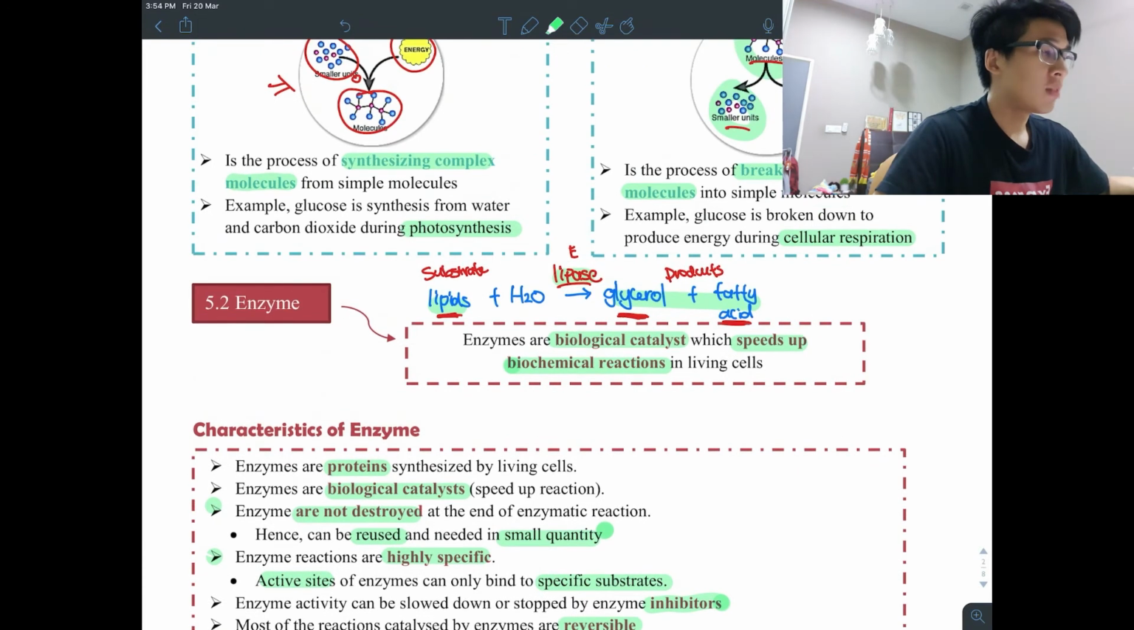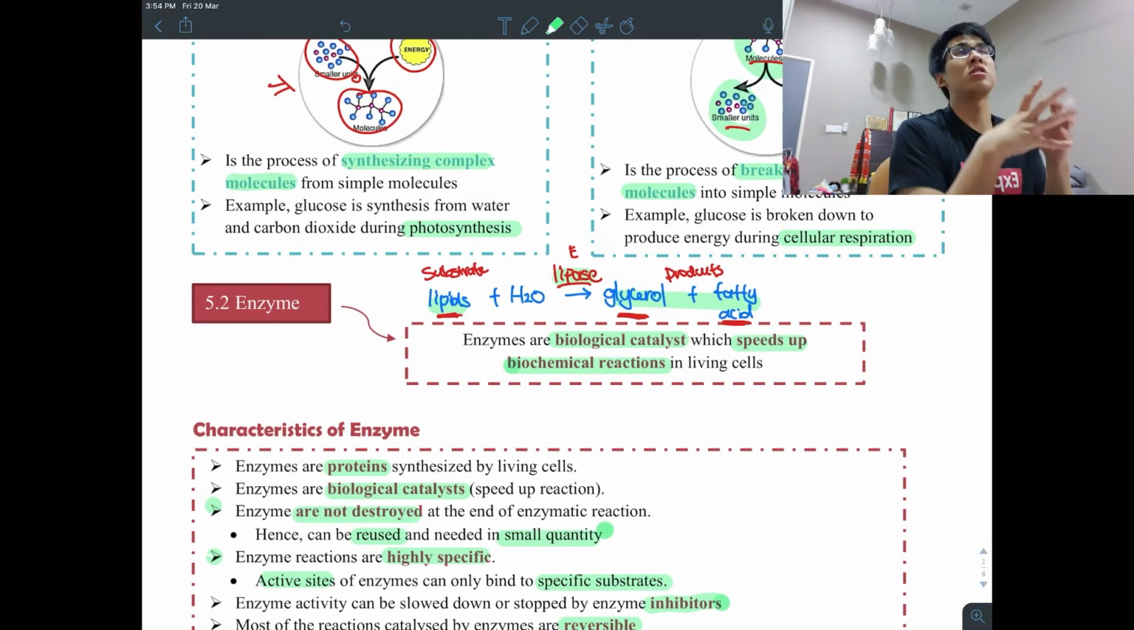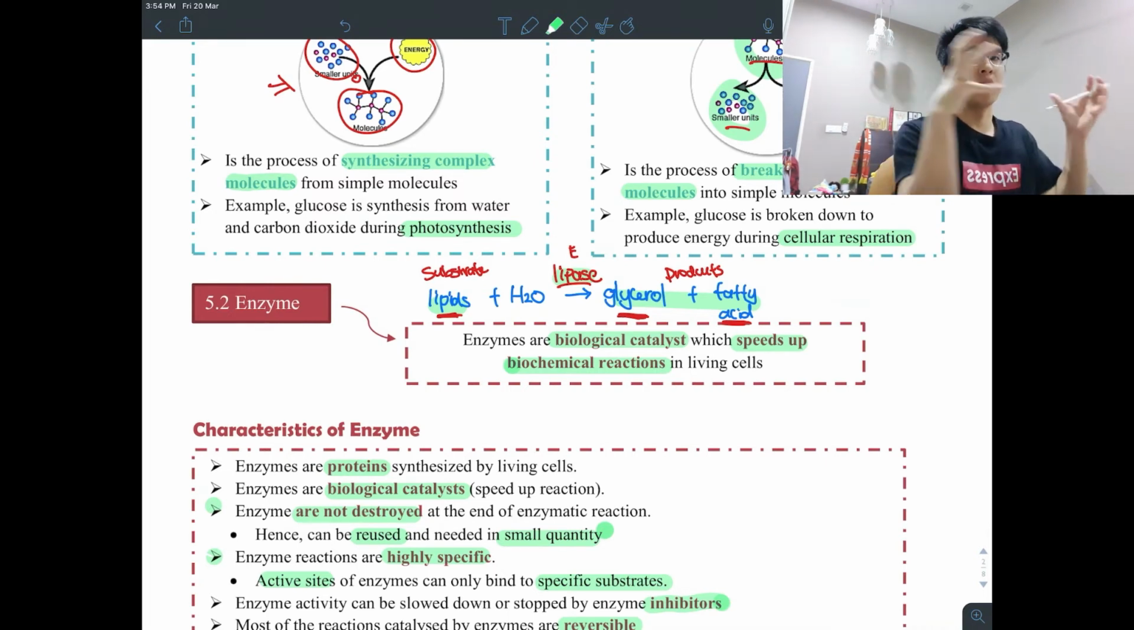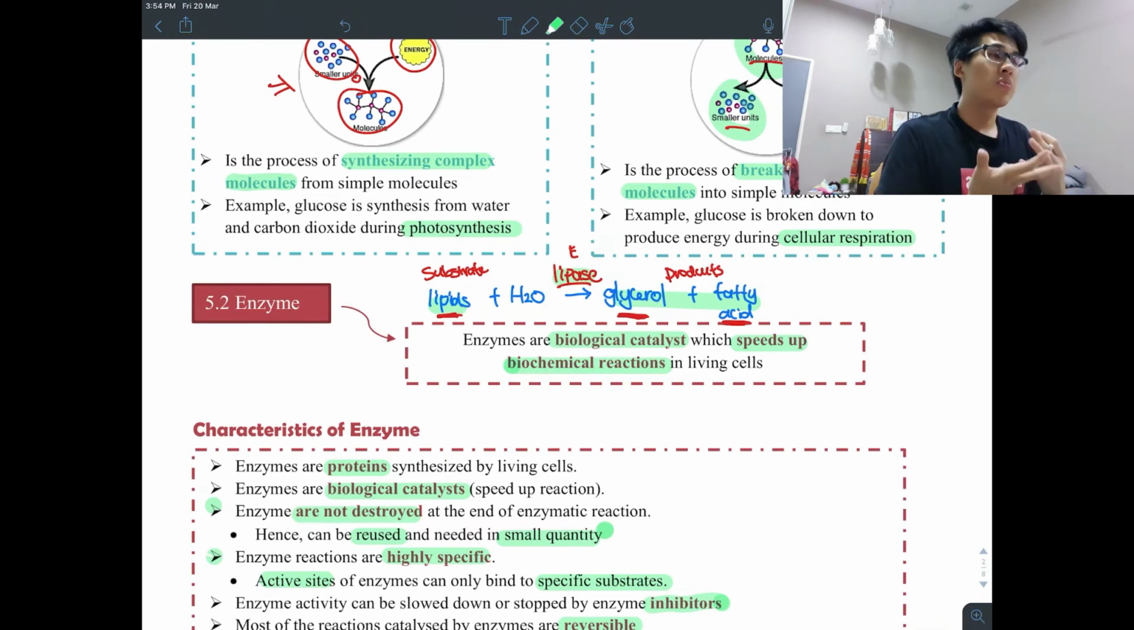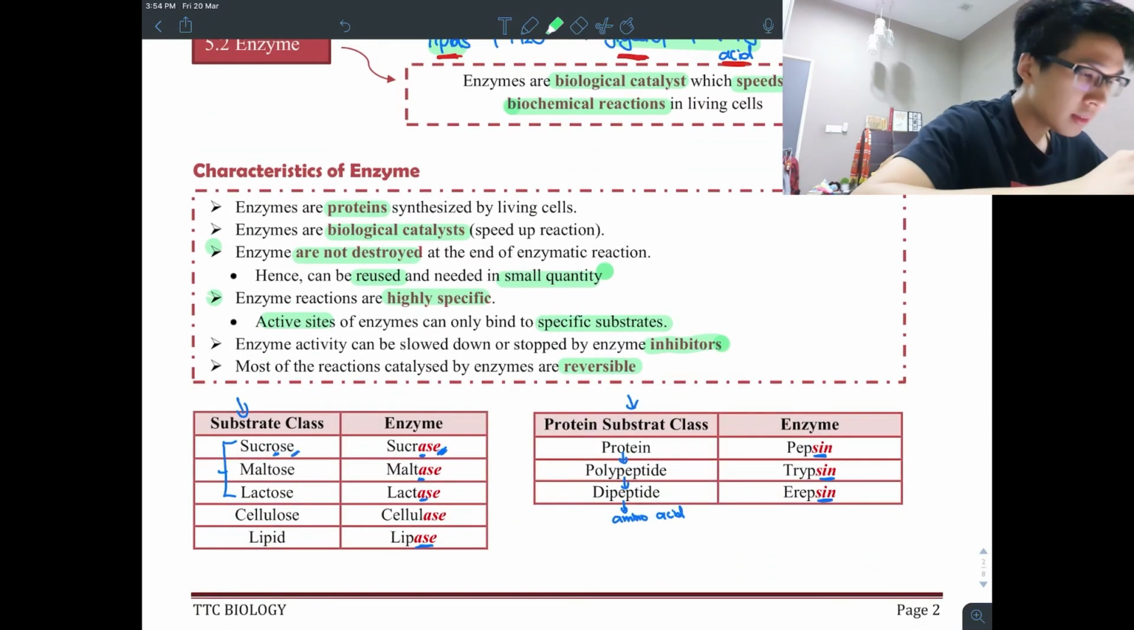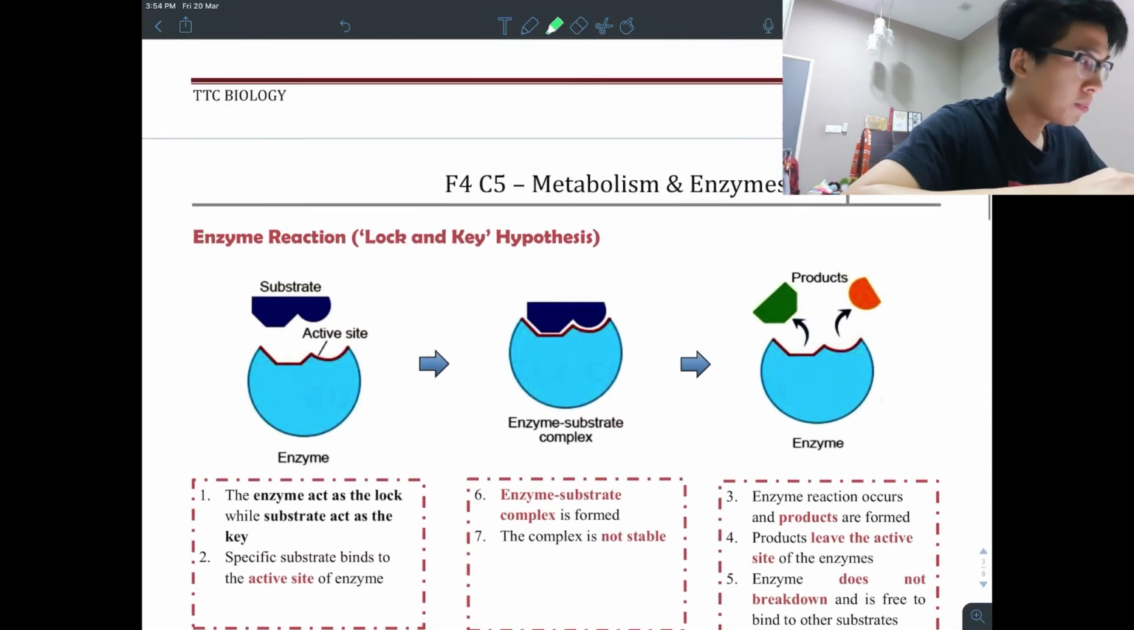So which means enzyme doesn't just break down something, it also can form something. So lipase doesn't just break down lipids into glycerol and fatty acid, it also can form them back together. But in our syllabus, we only will learn enzyme breakdown. We won't learn enzyme forming. Okay, so that is the first part.